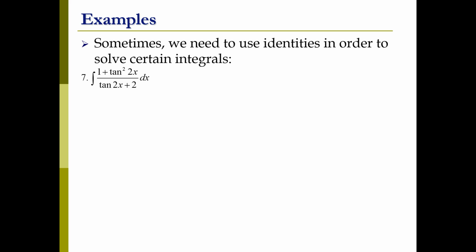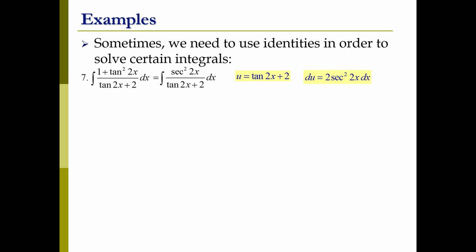Sometimes we need to use some identities in order to solve certain integrals. So let's say, for example, I want to integrate the antiderivative of 1 plus tangent squared of 2x over tangent of 2x plus 2. What everyone should recognize is 1 plus tangent squared is an identity. It's actually secant squared 2x. Now, once we have that, we're going to let our denominator, tangent of 2x plus 2, equal u. du in this case equals 2 secant squared 2x dx.